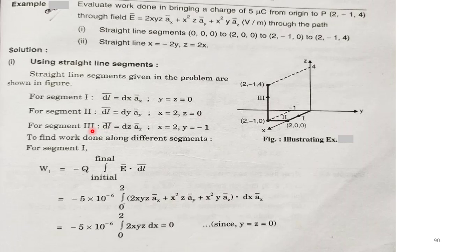Now for the segment 3, you can observe this segment 3. Here it is along z axis, therefore dl bar can be written as dz az bar. So for this, x is always 2, y is always minus 1. So what is changing here? Only z value is changing. Clear? So we'll evaluate the work done for the different segments.